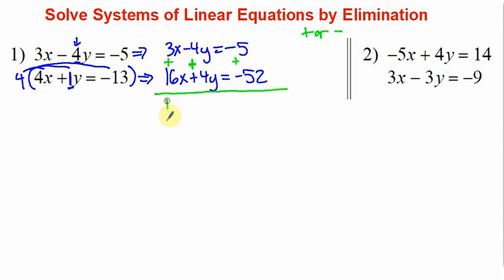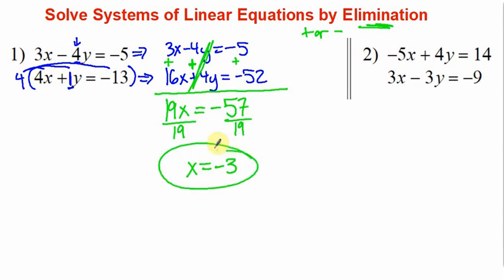So 3x plus 16x is 19x. Negative 4y plus positive 4y, those eliminate each other. That's why it's called elimination. We eliminated the y's, which is exactly what we wanted to do. And then finally, negative 5 plus negative 52 is negative 57. Now we can solve for x by dividing both sides by 19. We would get x equals negative 3.